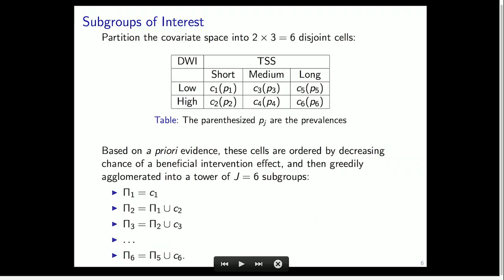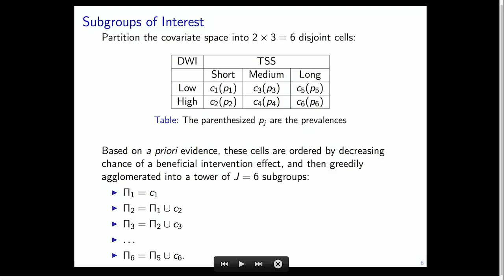So here's a simple partition. In fact, this is the one that we used. You have two DWI levels, low and high, and then you have the time since stroke, which is characterized by three time intervals, let's say short, medium, and long. And we are going to call these categories C1, C2, C3, C4, C5, C6. And we're also going to denote the prevalence by these pi's.